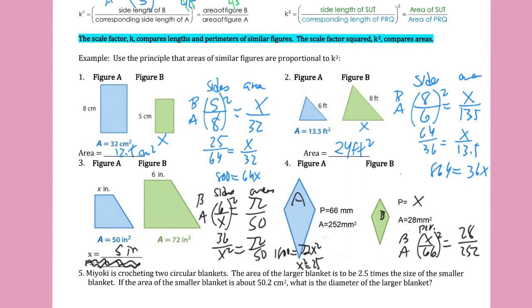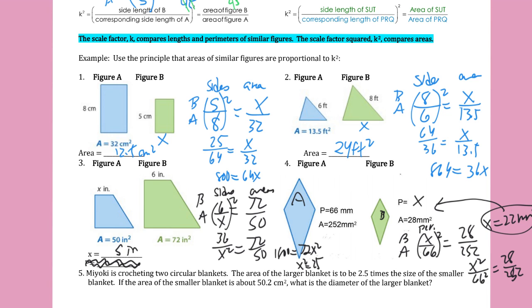So as long as you have a linear dimension to set it proportionally to the area, you have to square that linear dimension, whether it's perimeter or side. And so you get x squared over 66 squared equals 28 over 252. If you cross multiply to solve that, you're going to get x is equal to 22 millimeters. So that means the perimeter of the smaller shape is 22 millimeters.